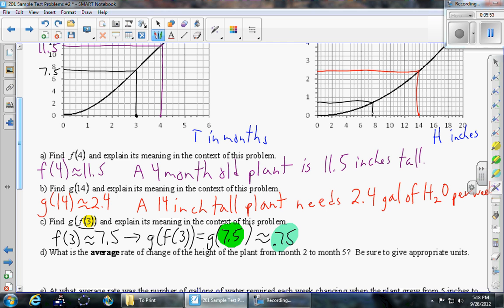So when we write the sentence, actually, we're not going to use all 3 of those highlighted numbers. We're going to use the input and the output. So the only ones that I want to use are the original input and the final output. 7.5 that's highlighted in green, that's an intermediate number. And to be honest, it does not belong in the sentence that we write here. So the 3 that we started with was the age in months, a 3-month-old plant.